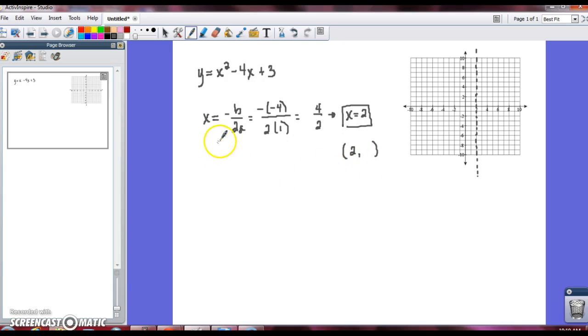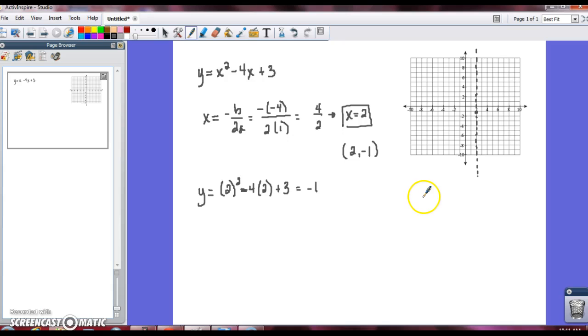And now we can find the y-coordinate by simply taking that 2 and plugging it back into the original equation. So I have 2 squared minus 4 times 2 plus 3. And you can do that in your calculator exactly as it's written. There's no need to do this all on your own, but you end up with negative 1 when you do that in your calculator. Okay? That negative 1 is the y-coordinate of your vertex. So you know your vertex is at 2, negative 1, and there's your vertex.